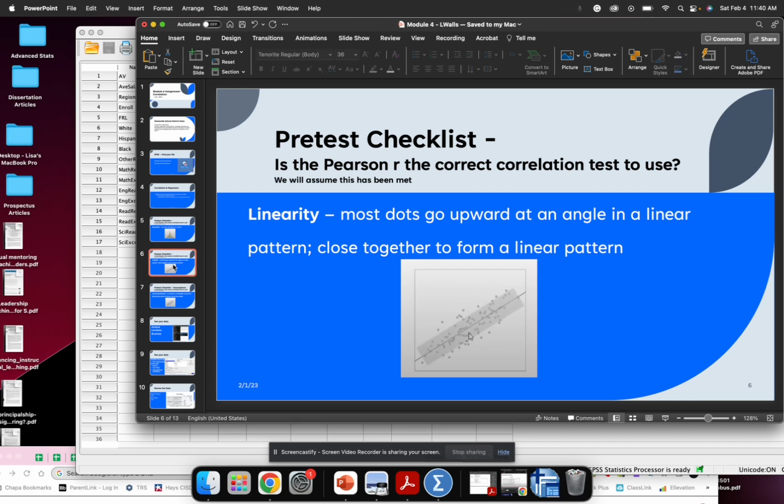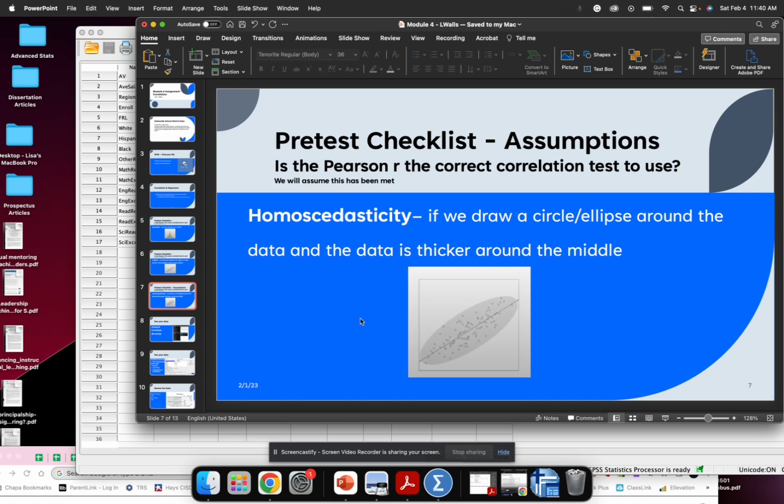We'd be looking at linearity. So we would look to see most dots going upward at an angle in a linear pattern, and they're close together to form a linear pattern. So that's one of the things we would be looking for. The third test we would be looking for is homoscedasticity. And that's if we draw a circle, or an ellipse, around the data, it would be thicker around the middle than it is on the ends. And so for this test, we're going to assume that all of those have been met.